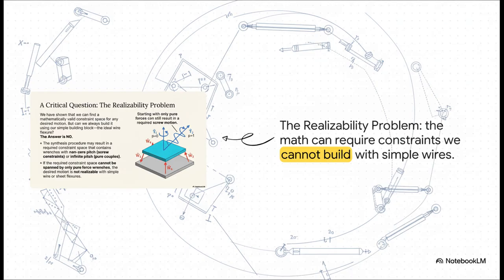This is the big reality check. Sometimes the math works out perfectly on paper, but it asks for a type of constraint that our simple wire Lego brick just can't provide. The algorithm might say you need a screw constraint, which is like pushing and twisting at the same time, or a pure couple, which is just a pure twisting force. A single wire, well, it just can't do that on its own.